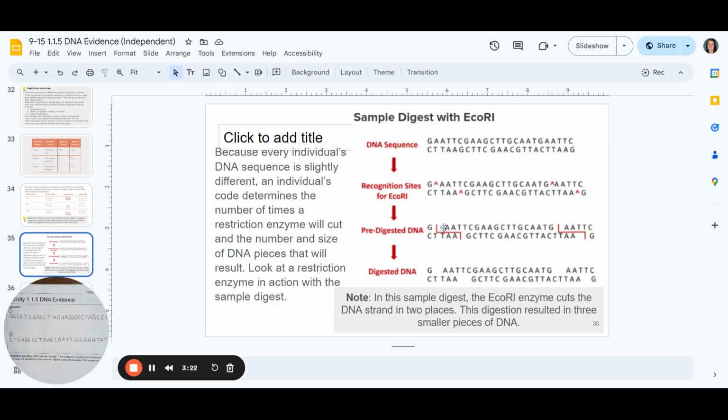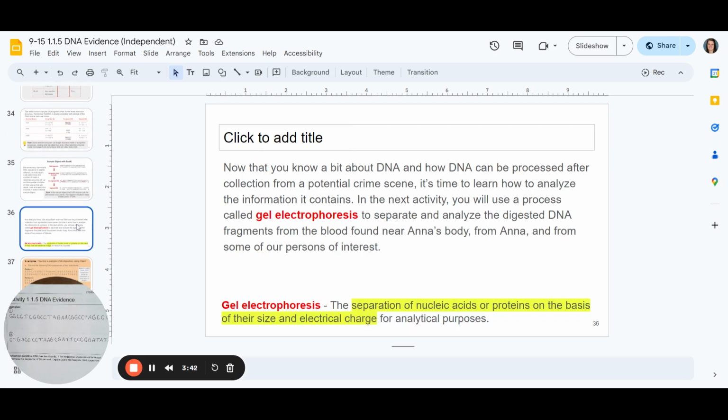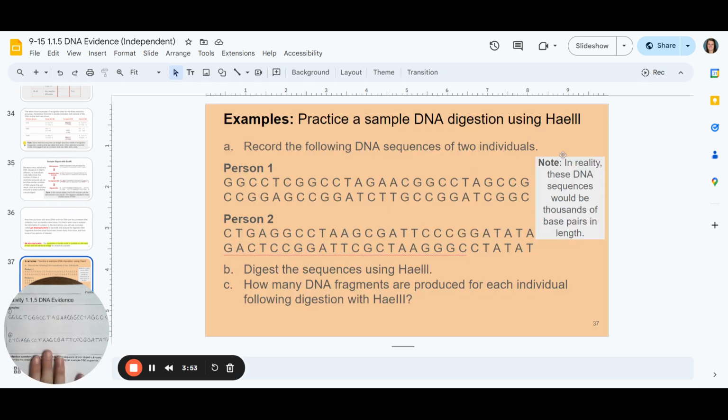So here we had an example of digesting with EcoR1. You can see EcoR1 cuts at GAATTC between the G and the A. So first it identifies those sites, figures out where it needs to cut, and then cuts the DNA at those sequences. Based on the length of those sequences, we can run what's called gel electrophoresis, which you'll learn about in the next activity. So let's talk about your practice.